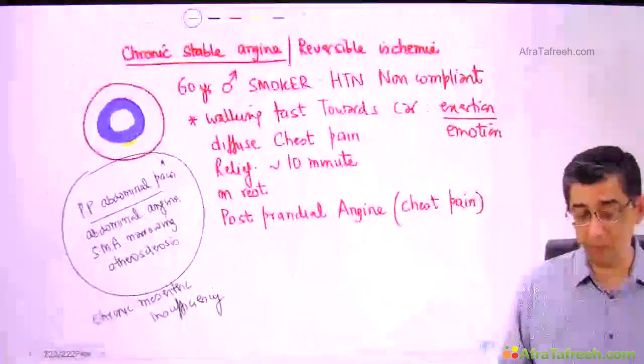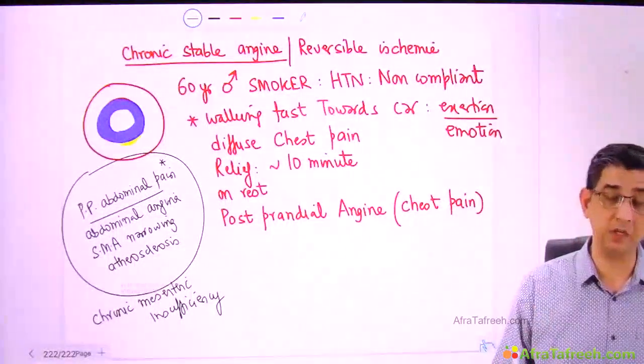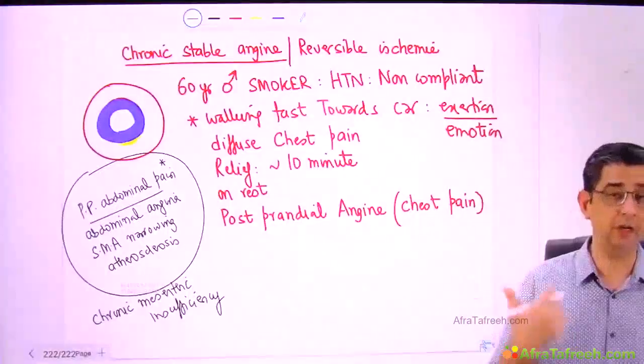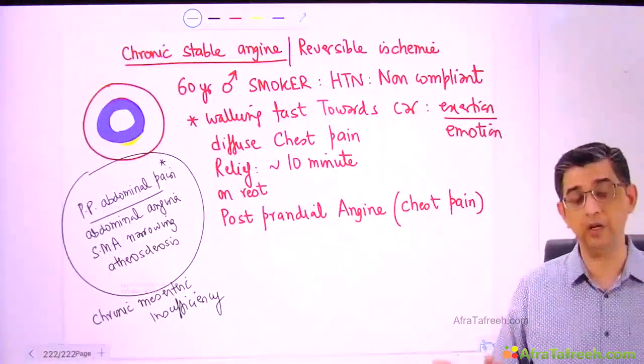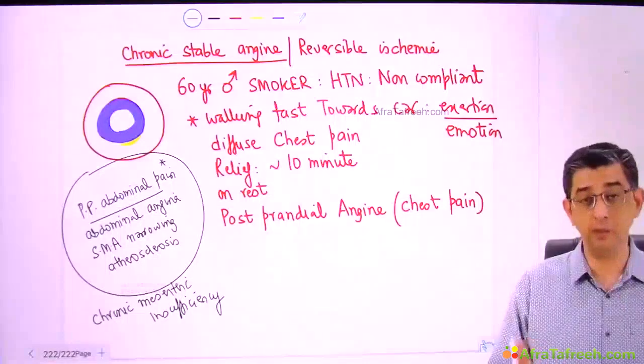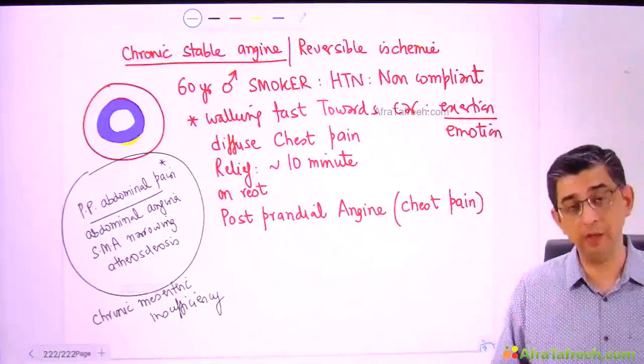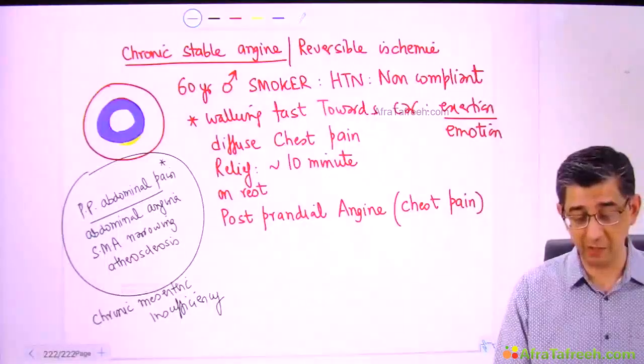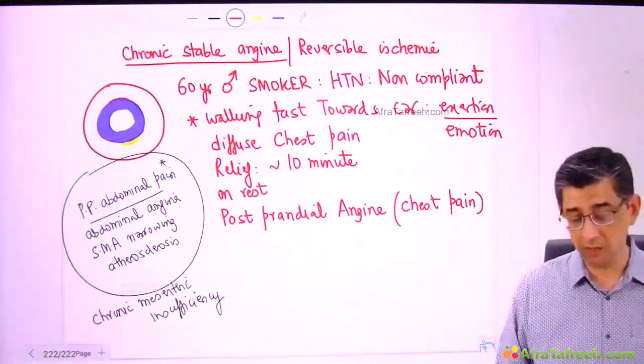I mean, the blood vessel involvement is different. In chronic stable angina, there could be narrowing of the left anterior descending artery, left coronary artery, right coronary artery, whereas in postprandial abdominal angina or postprandial abdominal pain, it's going to be the superior mesenteric artery that would be involved. We come back to our case once again.